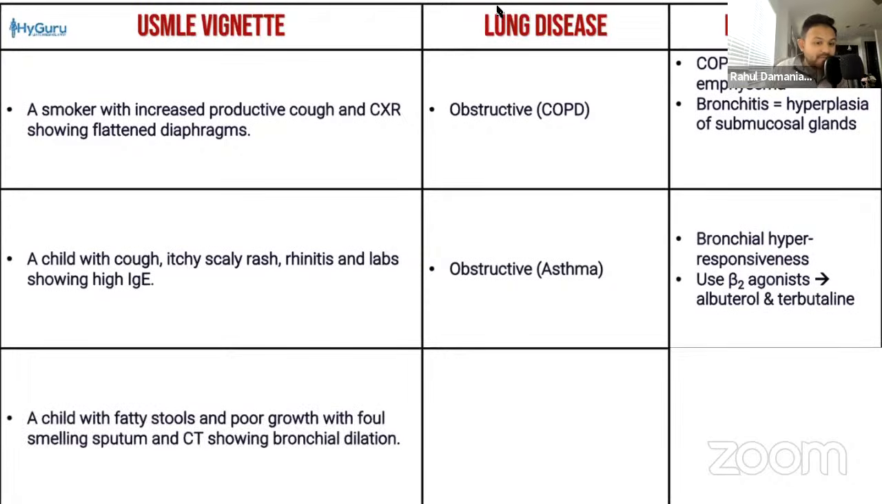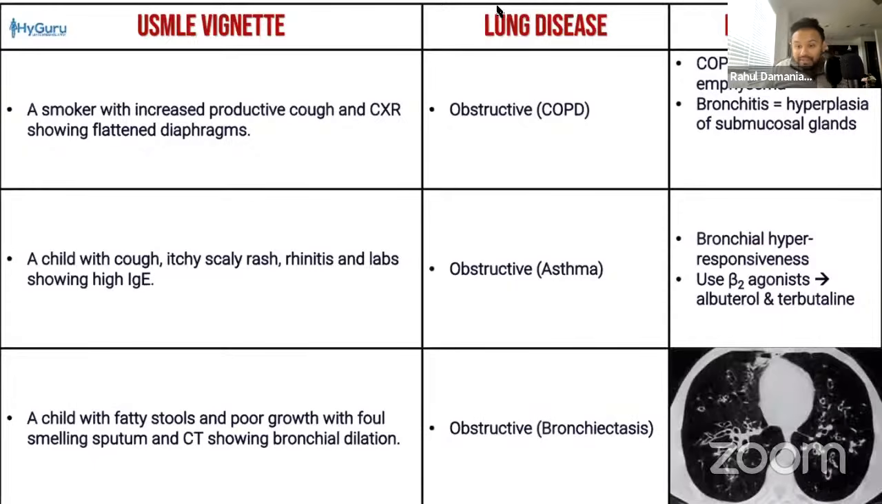A child with fatty stools and poor growth with foul-smelling sputum and CT showing bronchial, large airway dilation, you're going to be thinking about cystic fibrosis and in particular bronchiectasis. Now remember that bronchiectasis, they can easily give you a CT scan that shows this peribronchial mucus cuffing and thickening.